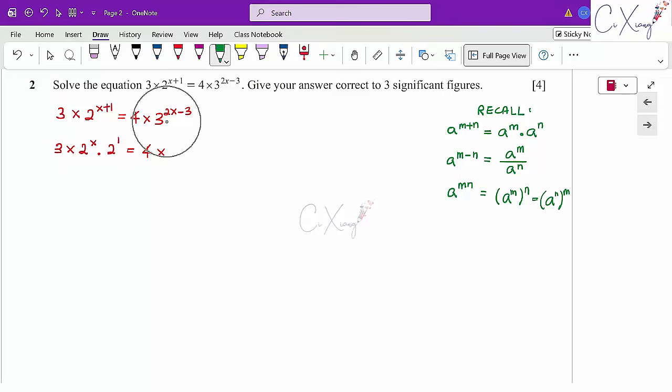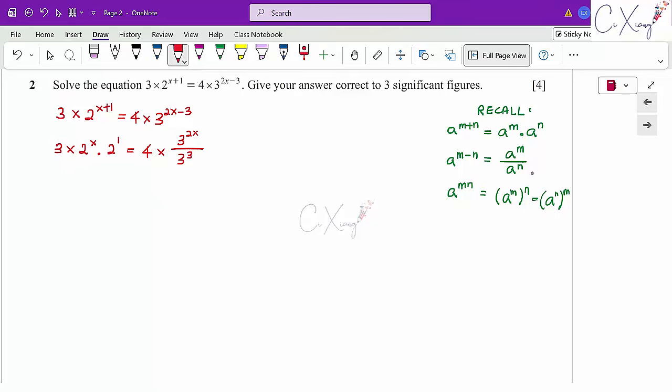So let's have a look at this particular part here. I'm having 3 power 2x minus 3. For 3 power 2x minus 3 here, I want to separate it to become something like this: 3 power 2x divided by 3 power 3.